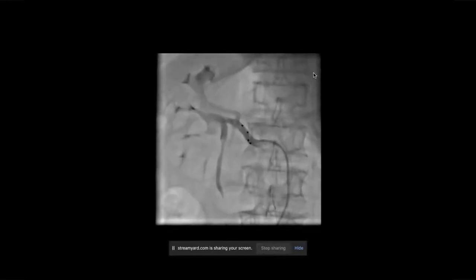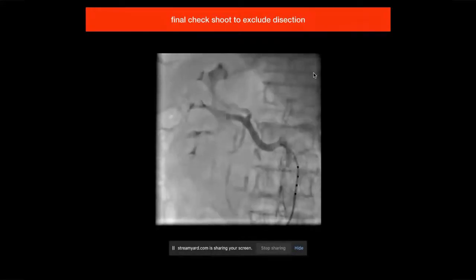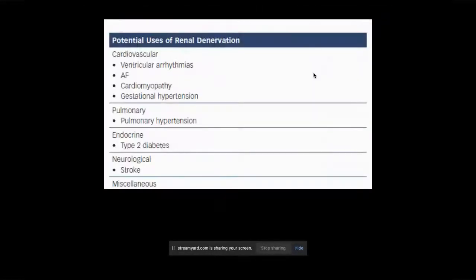And then into the main branch. The final check shoot to exclude any dissection or any adverse complications. There are also other potential uses of renal denervation which are being explored in the cardiovascular system for ventricular arrhythmias, atrial fibrillation, cardiomyopathy, and gestational hypertension, also for pulmonary hypertension, neurological causes such as stroke.